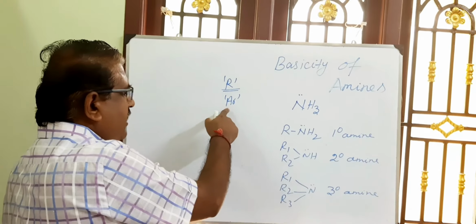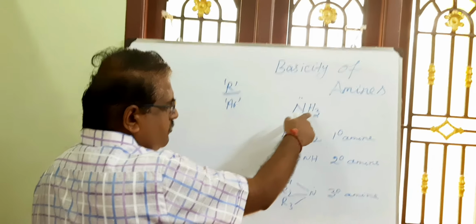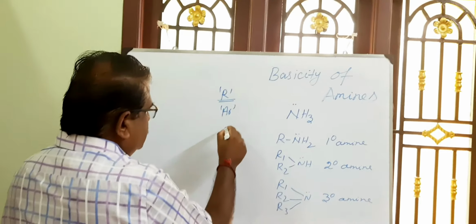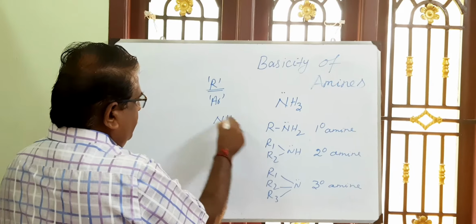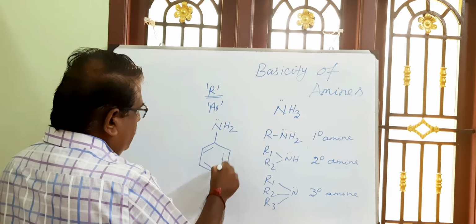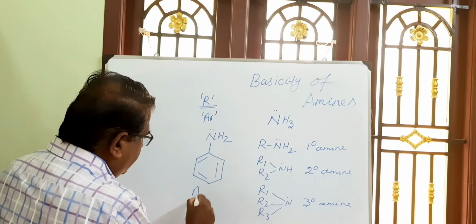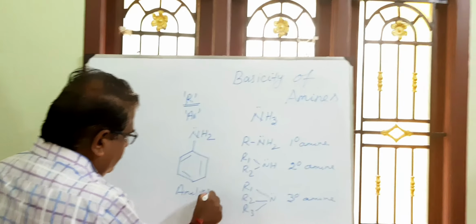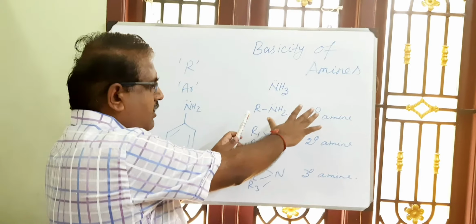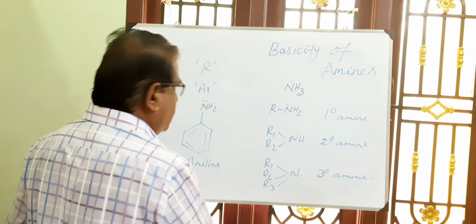Now let us talk about the aryl amines. In aryl amines, one or more than one proton of ammonia will be replaced by aryl groups. For example, consider this one. In this case, one proton of ammonia is replaced by an aryl group. This is called aniline. So these are alkyl amines, and this is aryl amines. Now let us discuss the basicity of amines.